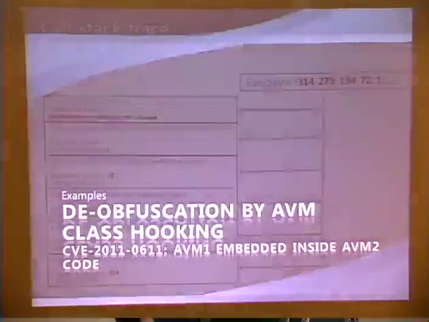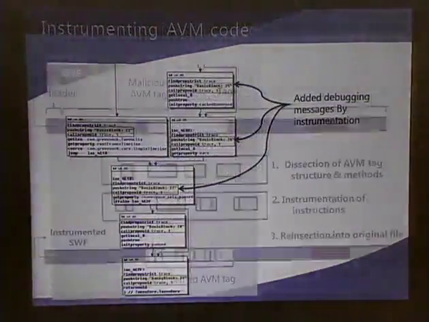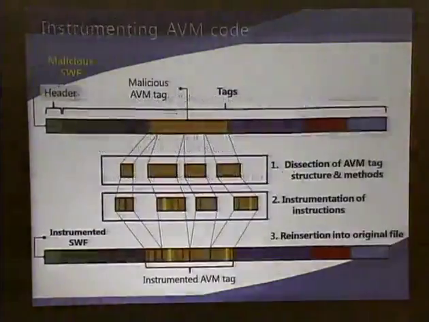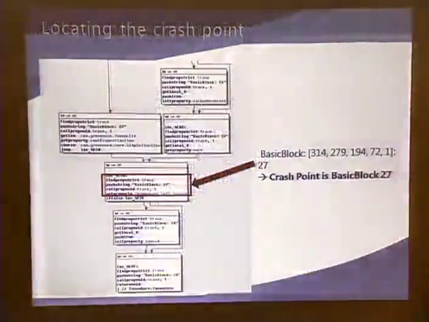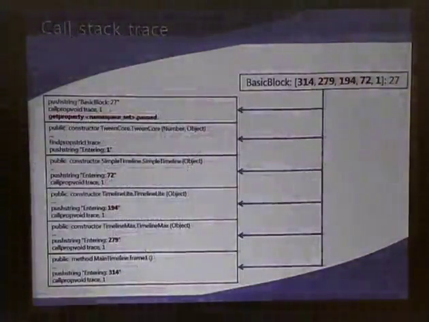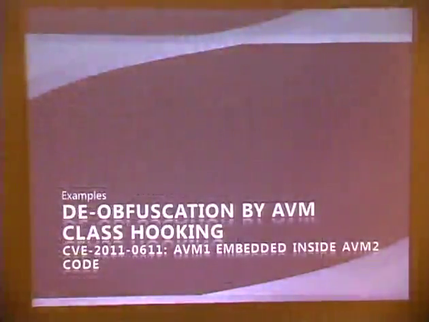So this is the first example. Using this tracing, before using it, what you get is actually this thing. Out of this, you can't figure out anything. But using this instrumentation, you can get the exact call stack, and you can figure out what is actually happening inside that ActionScript. And then the second example is the obfuscation thing.